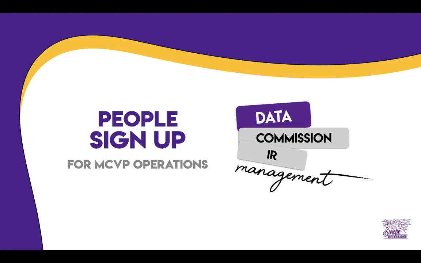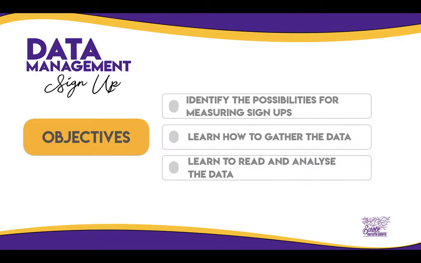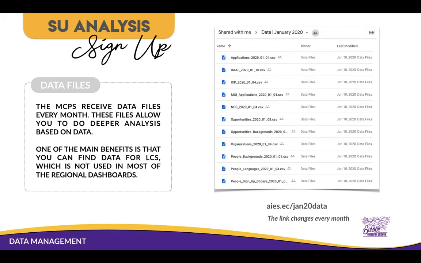We're going to talk here about data management, especially people sign up. What we want to do is identify the possibilities for measuring signups, learn how to gather the data, and learn how to read and analyze the data. The resources that we're going to use are the data files. Of course, you can also find information about signups in the product dashboards and the regional dashboard as well, but we're going to have it more specifically through the data files.